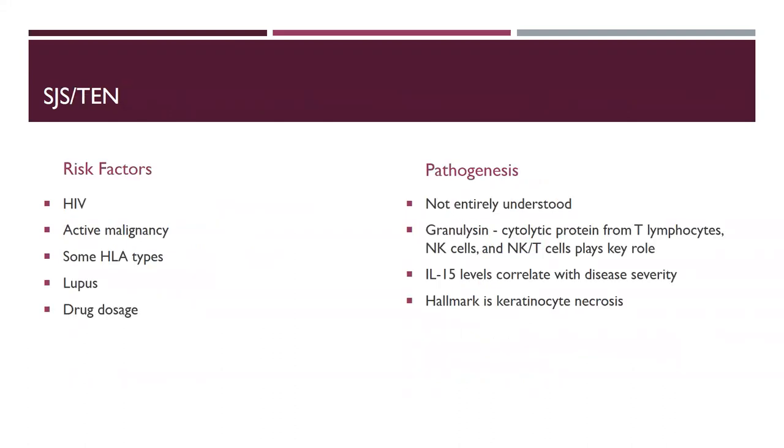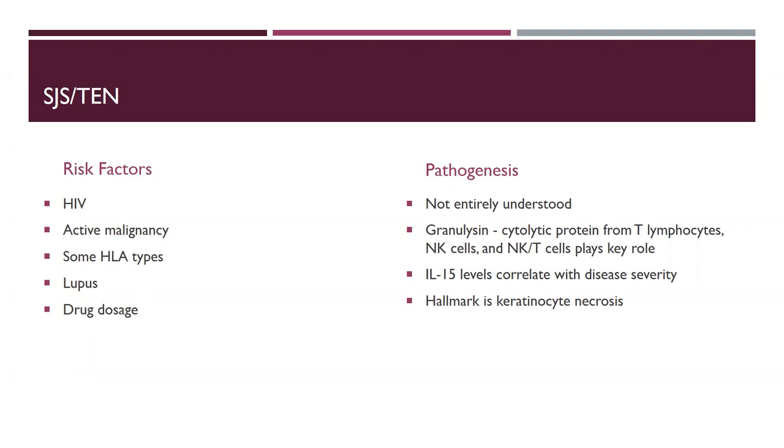Some of the risk factors: anyone with HIV or active cancer, there are certain HLA types, interestingly, not HLA-B27, so I'm never gonna remember which HLA types it are, lupus, and there is a relationship between the dosage of the drug and the likelihood of developing it, so higher dosages, more likely to develop.